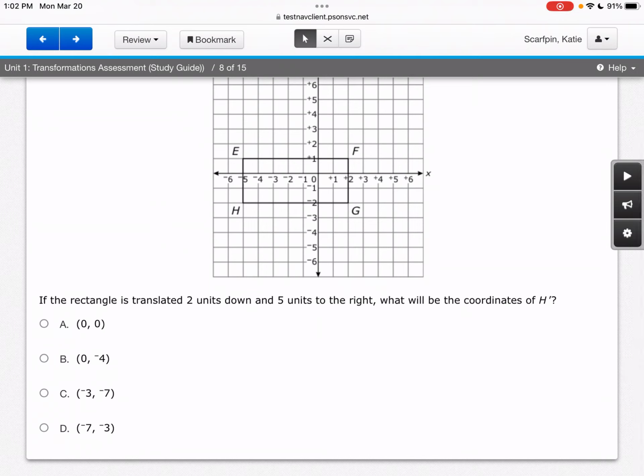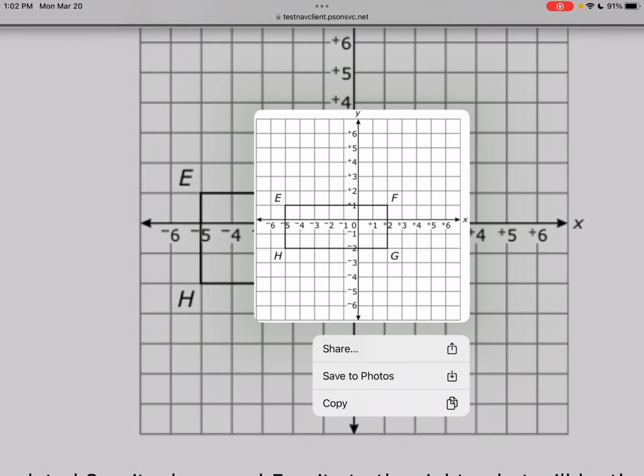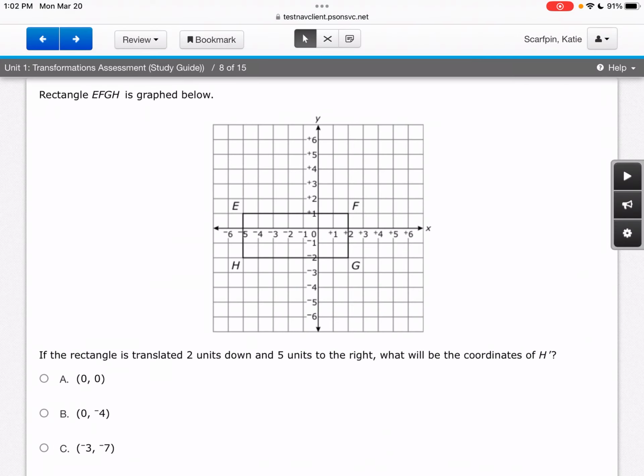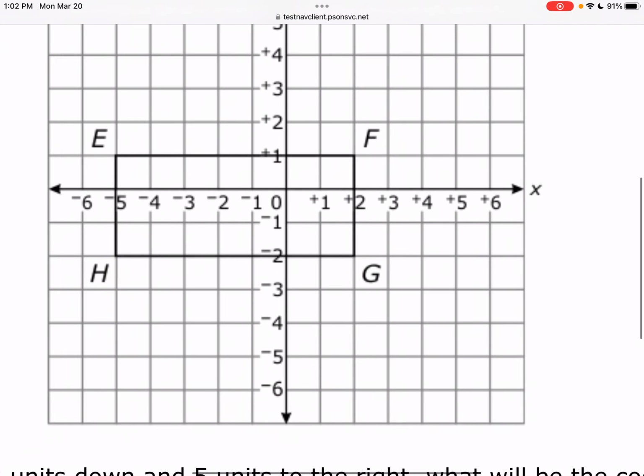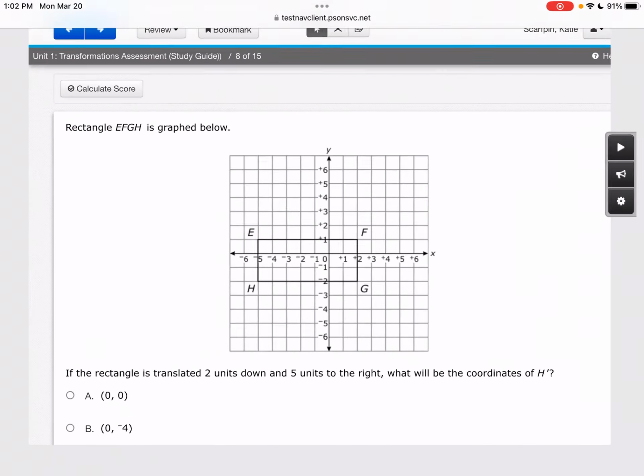The rectangle is translated 2 units down and 5 units to the right. So 2 units down, 1, 2, and then 5, so 1, 2, and then 1, 2, 3, 4, 5. Okay, so that's going to leave me with (0, -4).